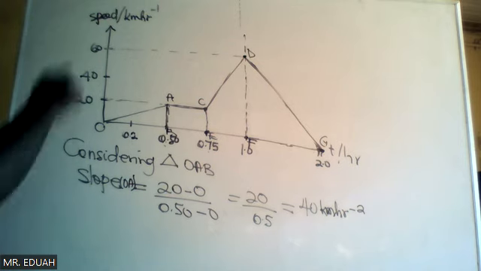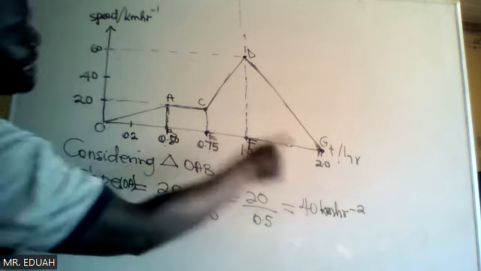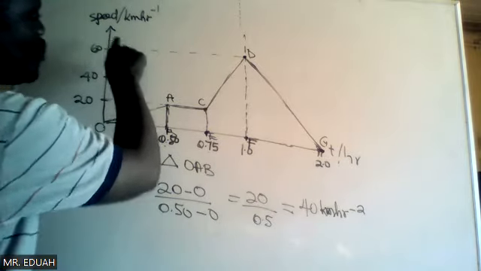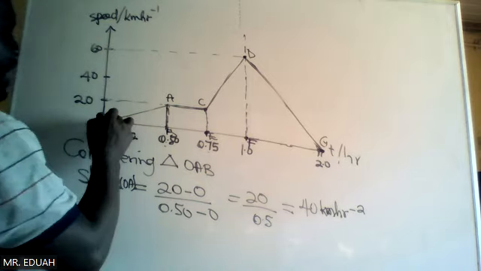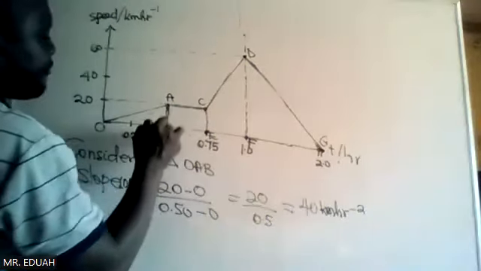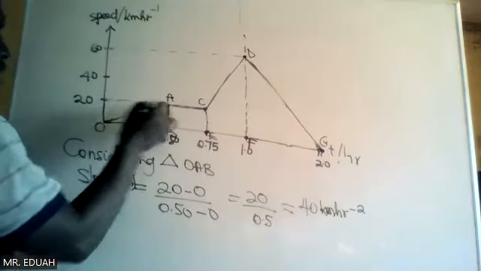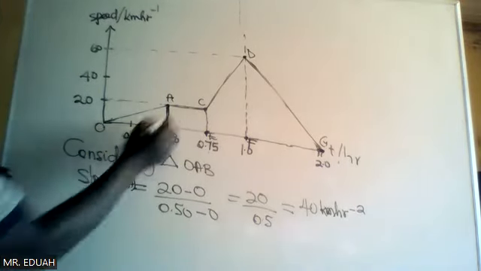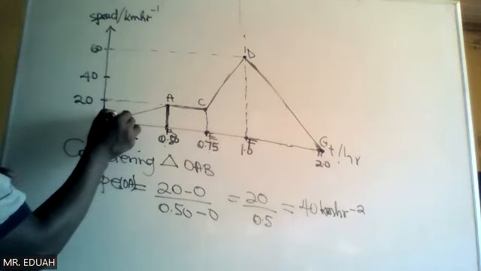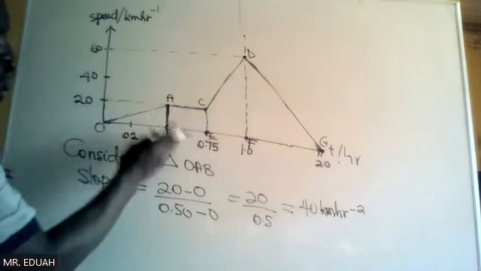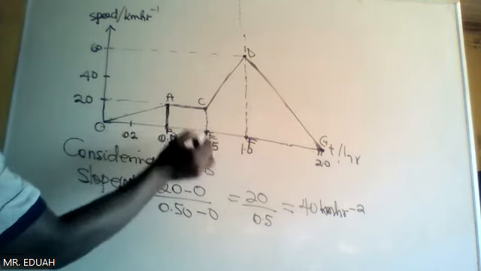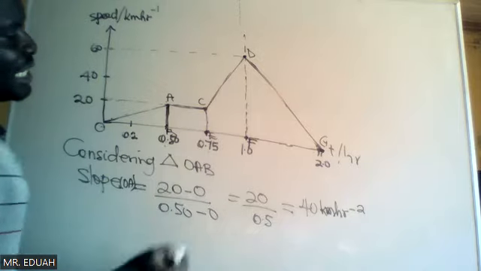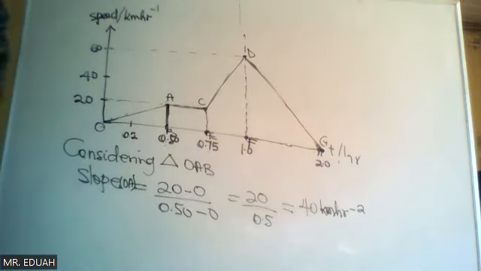The slope of a speed-time graph is equal to the acceleration. So if I determine a slope, I have determined the acceleration. This is zero slope. This is a positive slope. This is also positive. So we are looking at them one after the other. This does it for OA. We'll look at it for CD, then maybe DG.